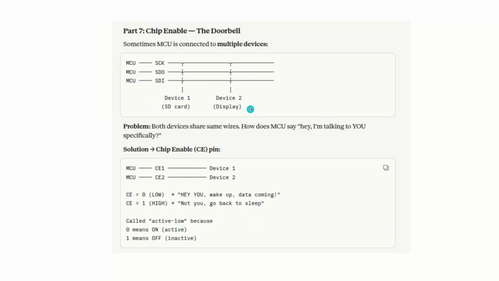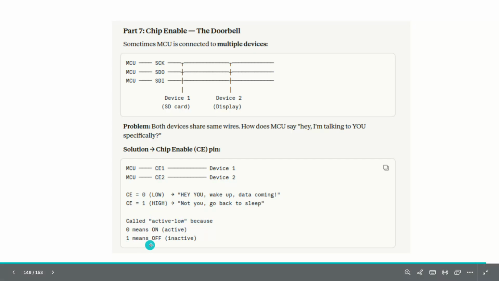Fine. Now let's understand the chip enable concept. Sometimes MCU is connected to multiple devices. Most of the time MCU is connected to multiple devices. So the problem is that both devices share the same wires. How does the MCU say, hey, I am talking to you specially? That is using the chip enable. If chip enable is low, it means, hey, you wake up, data is coming. Chip enable is 1 means not you, go back to sleep. Okay. It is called active low because 0 means on and 1 means off.